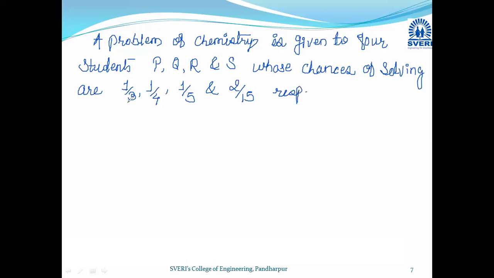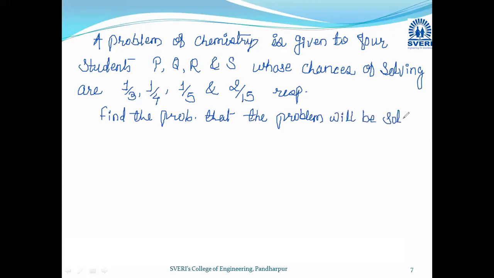Then find the probability that the problem will be solved. Okay. Let us start to solve this.